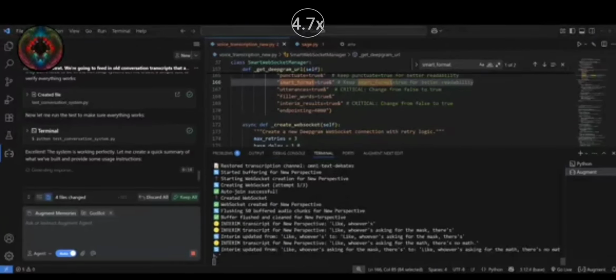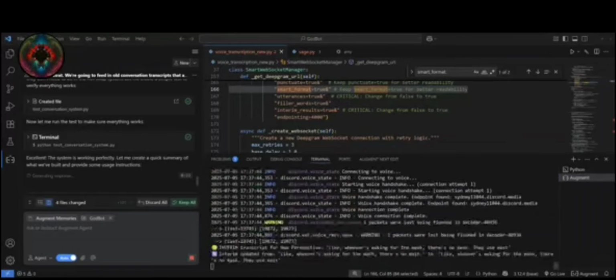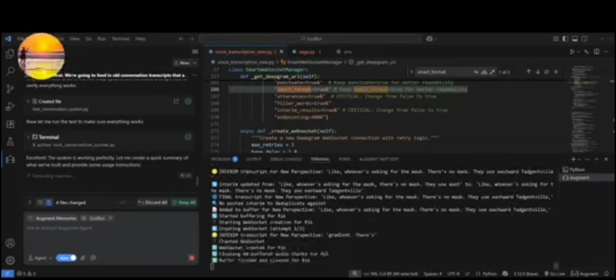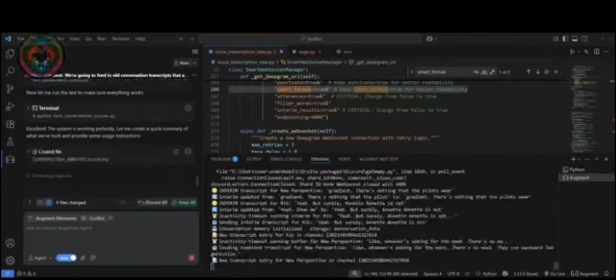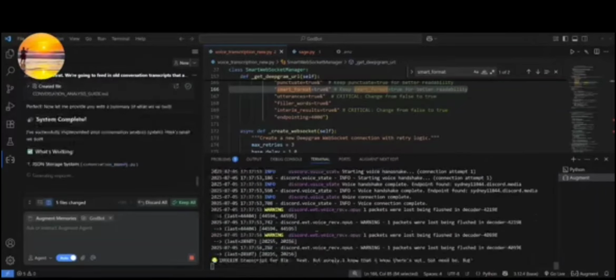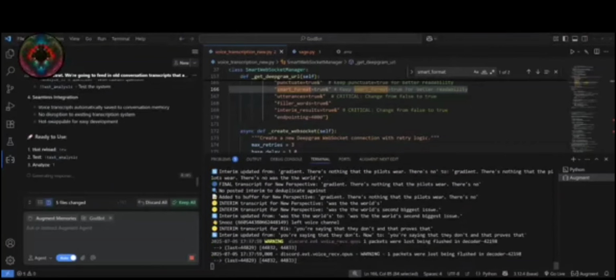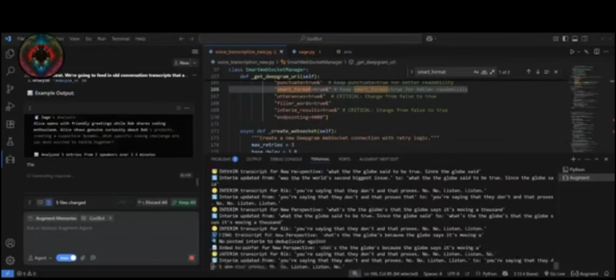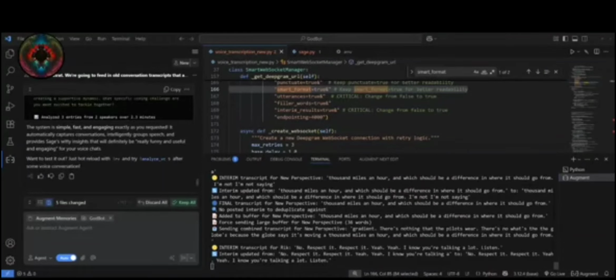He doesn't account for this eastward tangential velocity gradient. There's nothing that the pilot's aware of about the flight path. But show me that they would need to. You're saying the globe says it's moving a thousand miles an hour, which would be a difference from where it took off. I'm not saying it would need to, because I made that up. The globe requires that.